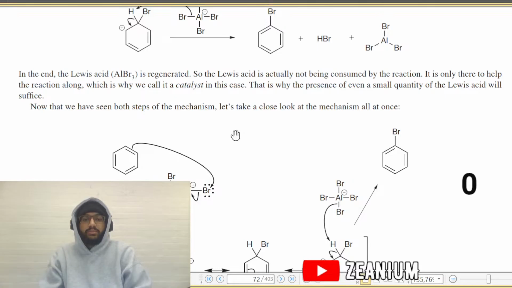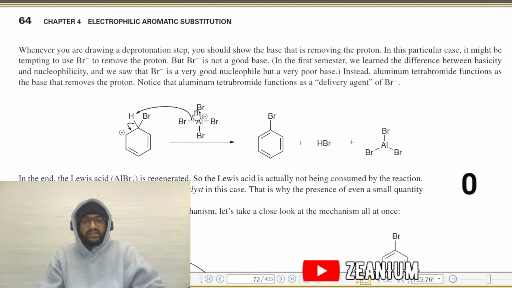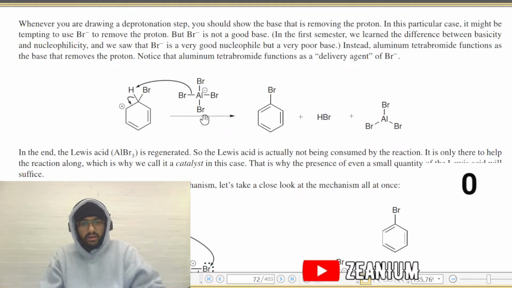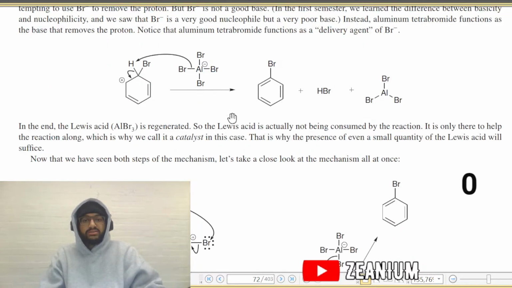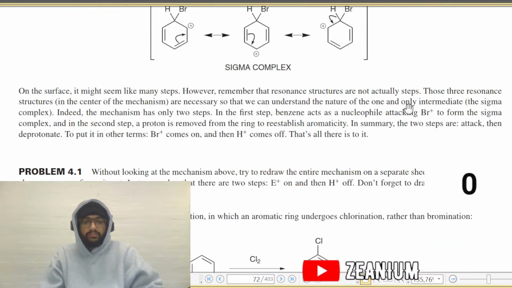Now that we've seen both steps of the mechanism, let's take a close look at the mechanism all at once. Okay, so I have to remember that when I see this thing in the exam, it's a catalyst. Its role is a catalyst. Okay. So we have the whole mechanism. This takes that. This takes this. Alright. And then it creates the sigma complex with resonance. And then the base reacts with the proton, which then creates this.